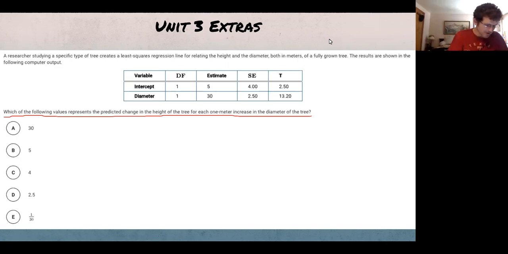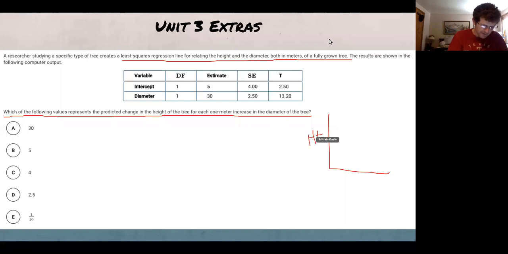So it looks like there is a least squares regression line for relating the height and diameter in a fully grown tree. So if you have a plot of this made, we're predicting the height from the diameter. And that makes sense because we can easily measure the diameter of a tree from the ground, but we can't measure the height very easily. So we want to have a good idea of the height just from the diameter.